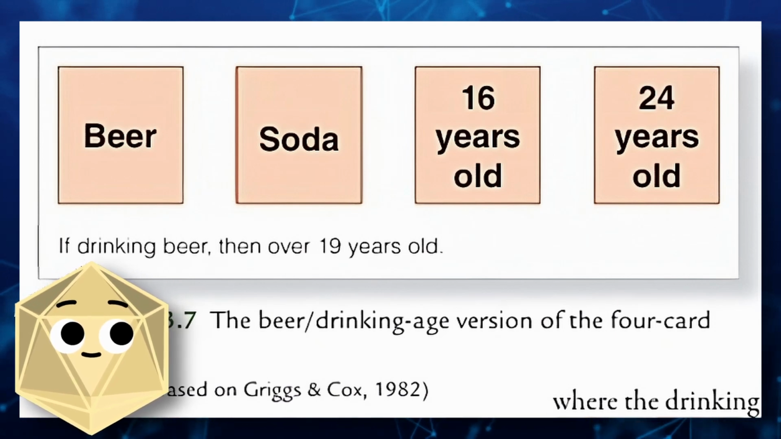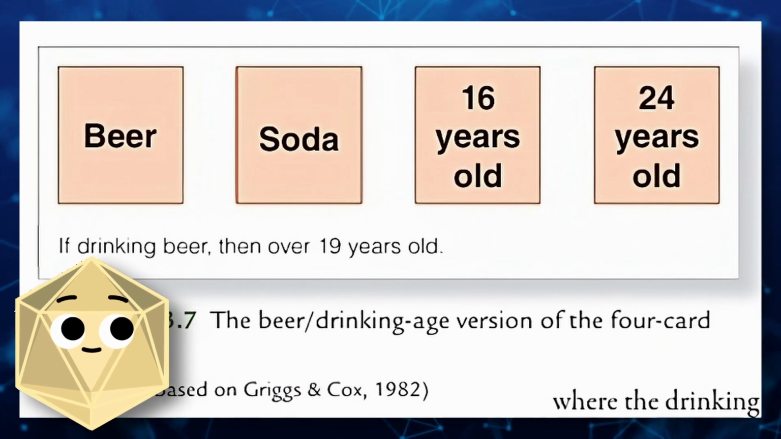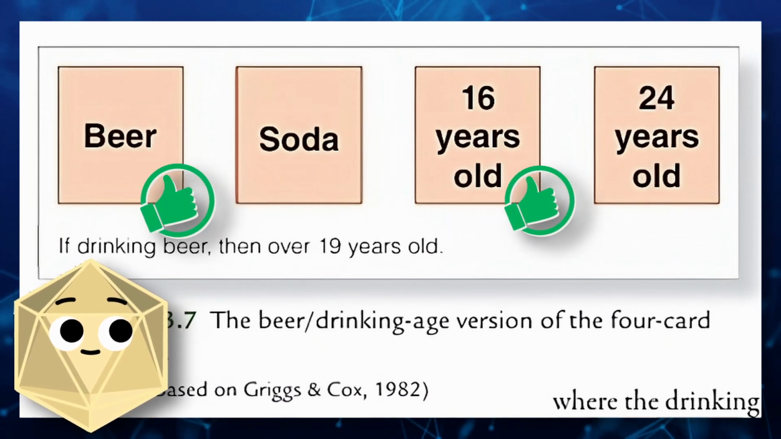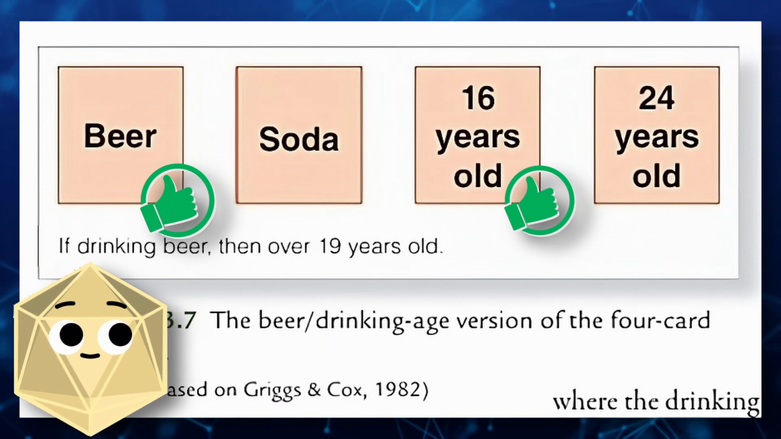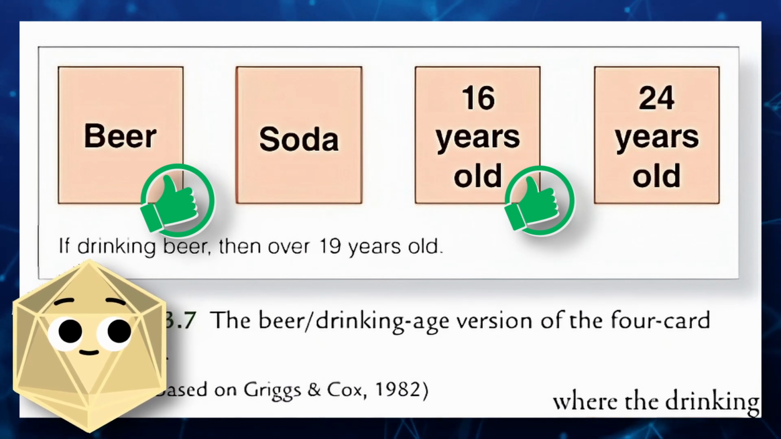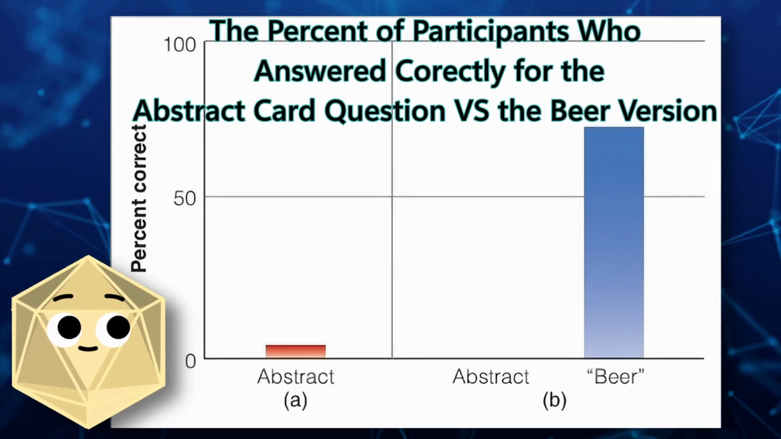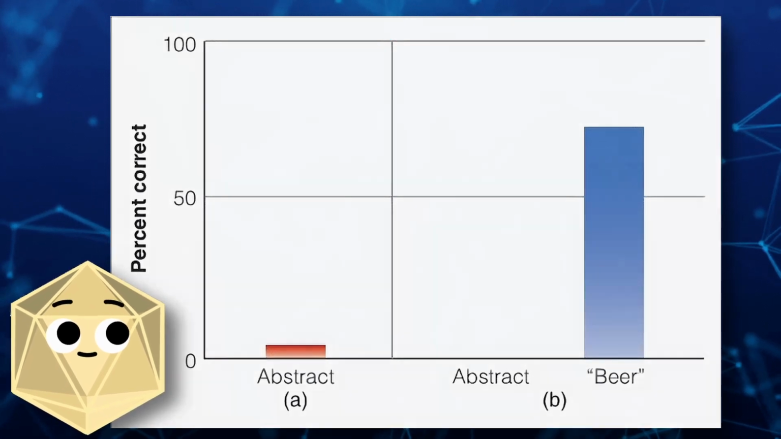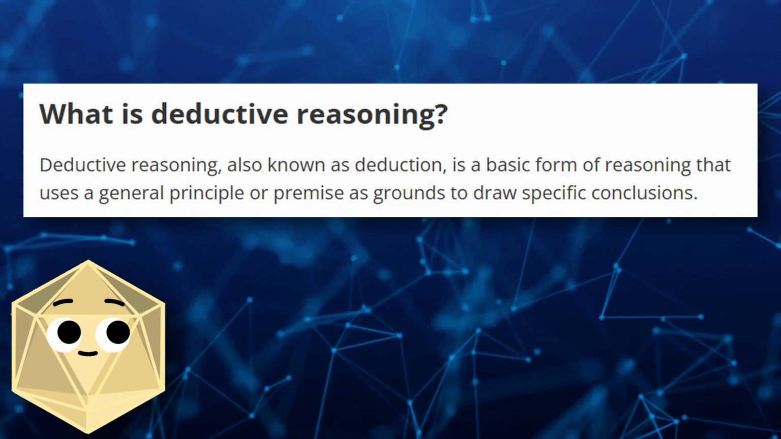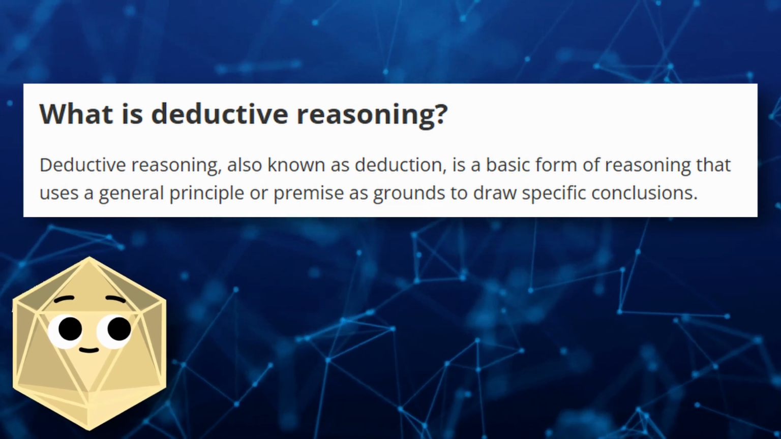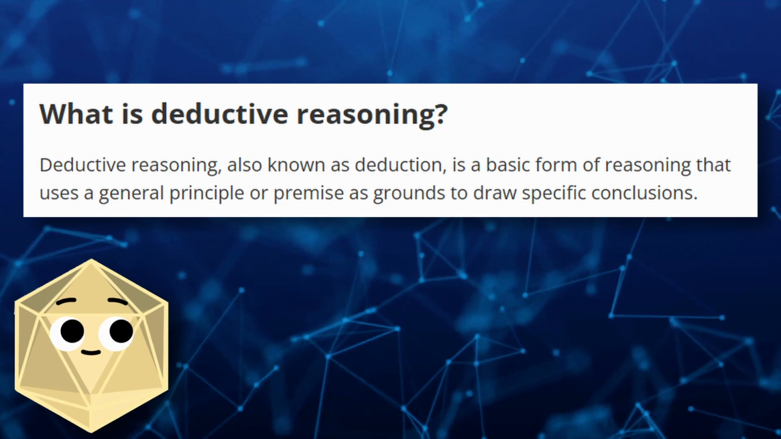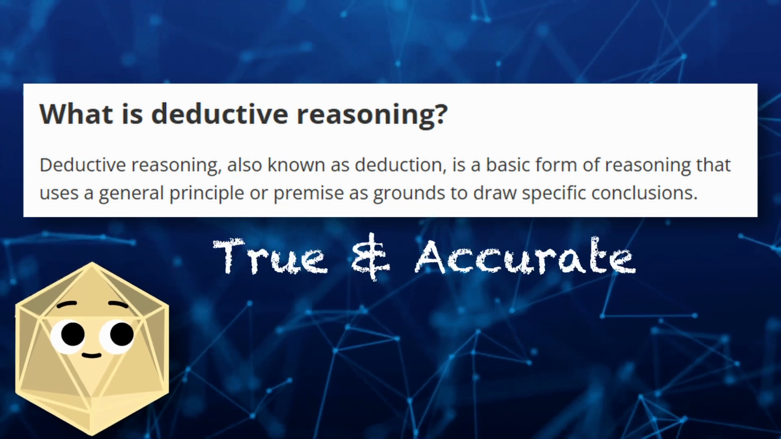Okay, so if you picked 16 years old and beer, you're correct. If the beer card has an age under 21 on the other side, it disproves the rule. And if you flip over the 16-year-old card and find beer, that also disproves the rule. Both of these experiments test someone's reasoning ability, specifically deductive reasoning. This type of reasoning starts with broad principles or rules that can be used to make logical predictions about specific things or events. If deductive reasoning is used correctly, the prediction should always end up being both true and accurate.